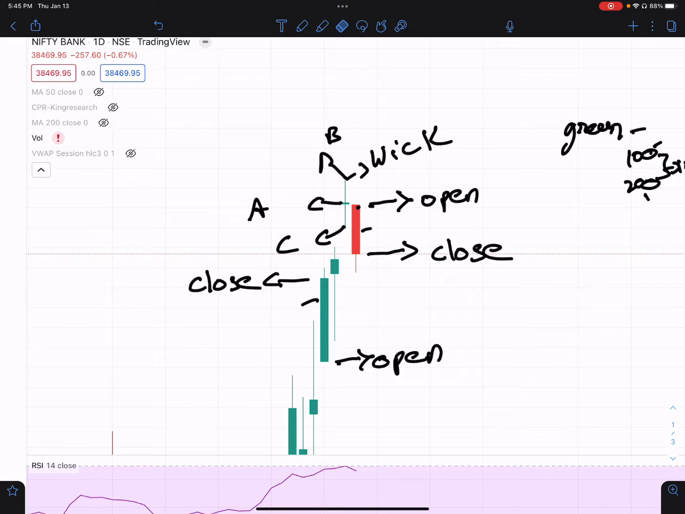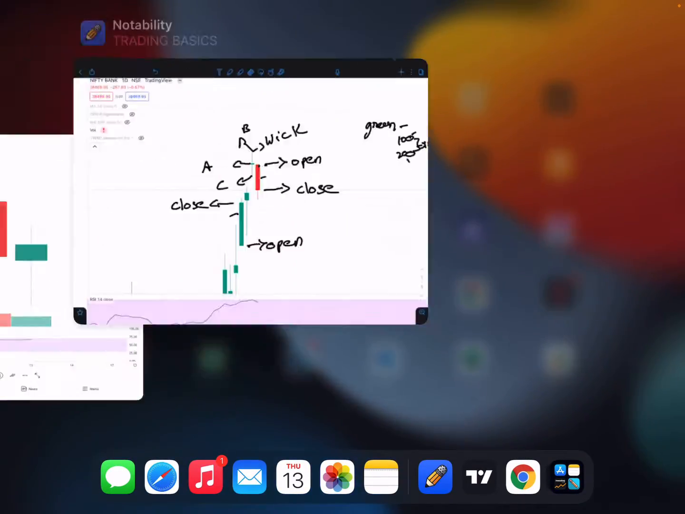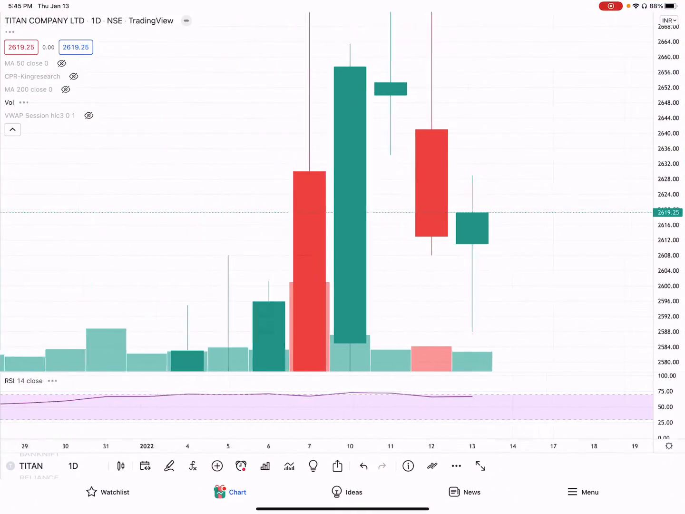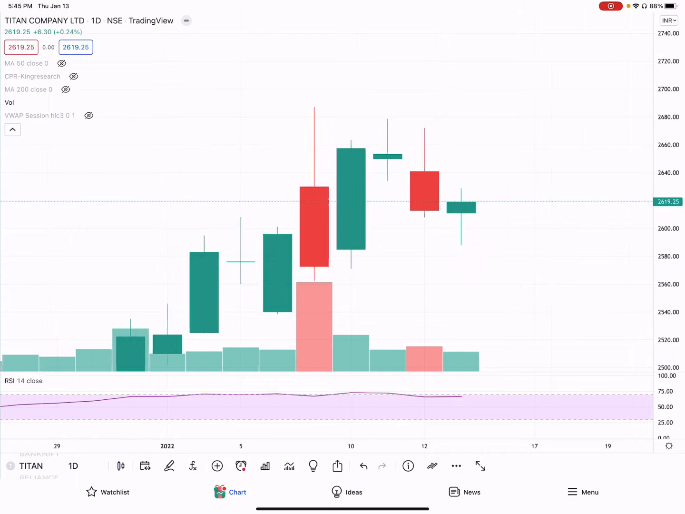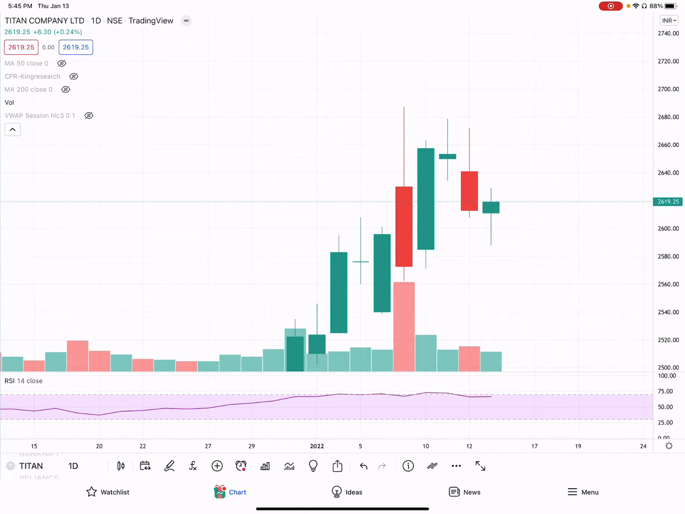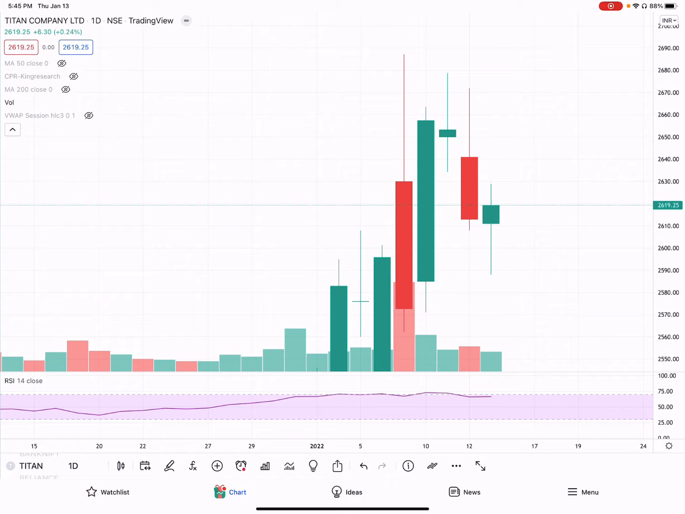Yeah, so that's what the wick means. I'll explain it in a better way. This is the candle. This is how a 1 day time frame is represented as a candle. So we have doubts: what are these wicks, right?